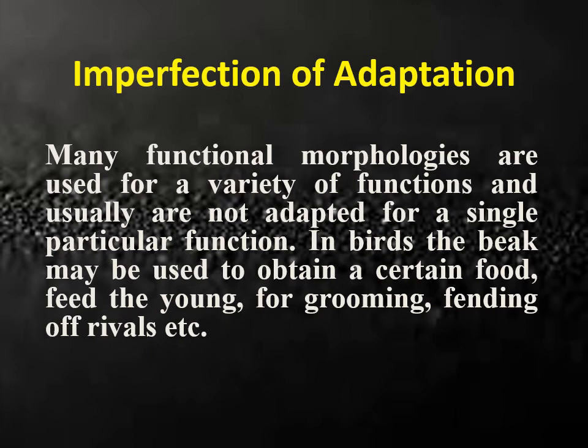Say for example, the bird's beak. It is used for collecting food, it is used for feeding the young, it is used for grooming, it is used for fending off rivals. So all these functions are done by the same organ. Now adaptation says that one ecological problem is solved by one morphological character, that means one organ. But in nature, we can see that several ecological problems are solved by a single organ. The famous example is the bird's beak.